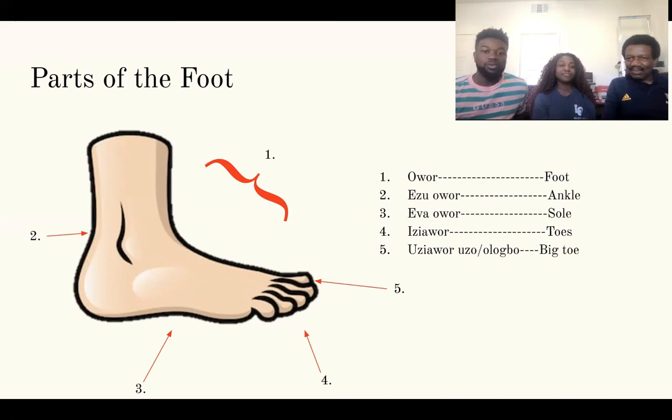And what they also wanted to point out too, again, following similar patterns. So for number 3, being the sole of the foot, Eva, again from before, is like stomach or inside. And so that's like the belly of the foot, so being the sole. And then also Ologbo or Uzo means the head toe or the big toe. That's it. Exactly.